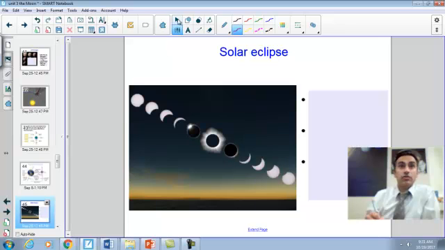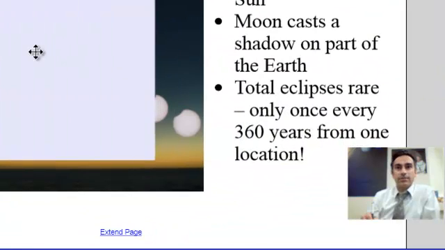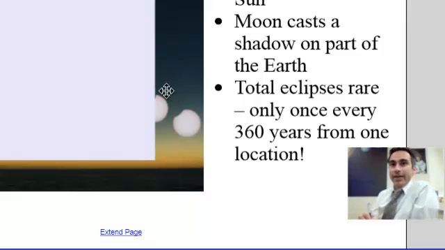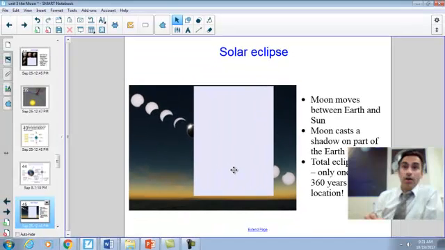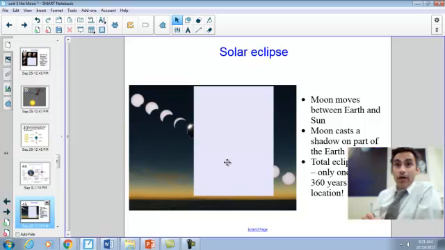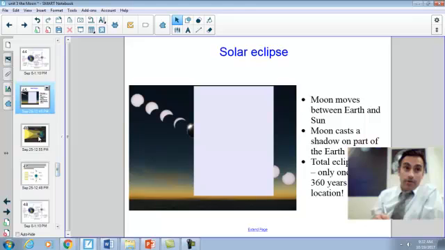Solar eclipse is kind of an interesting one because it's not technically an eclipse. An eclipse is when one planetary body goes through the shadow of another planetary body, and since the sun is what's eclipsed, the sun doesn't cast a shadow. So we're actually going through the moon's shadow at that point. Anyways, so this is when the moon moves between the Earth and the sun, and the moon casts a shadow on part of the Earth, and for it to happen in the same location is pretty rare. And it looks something like this.